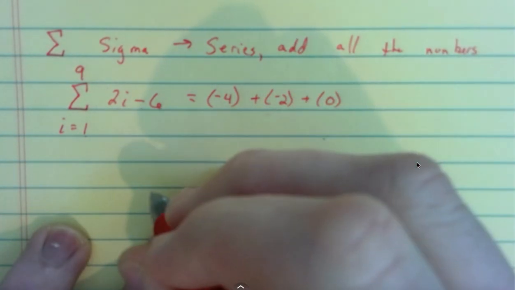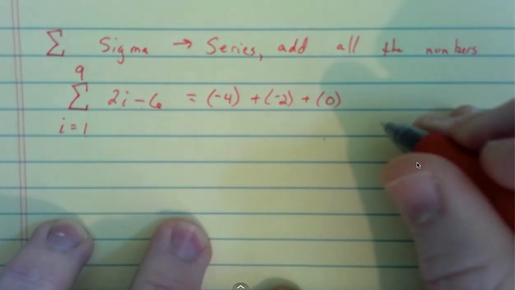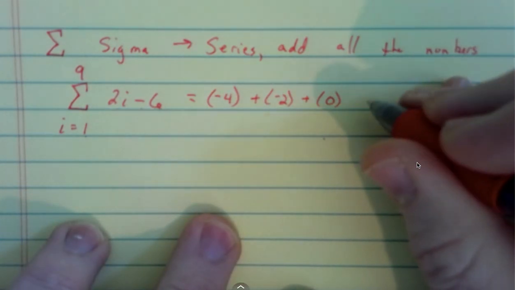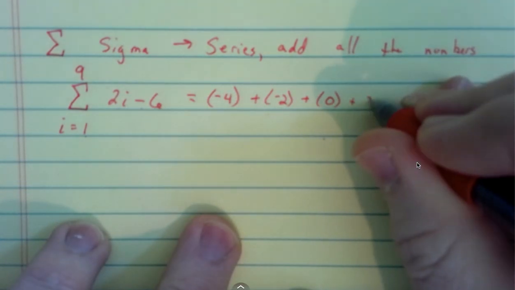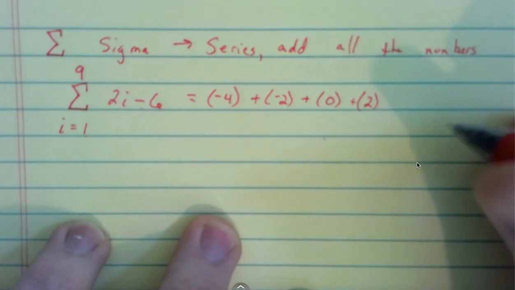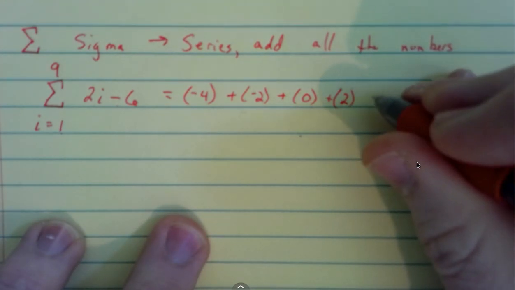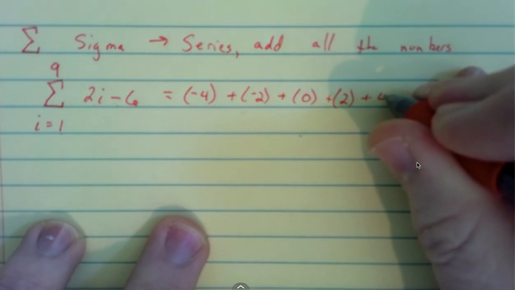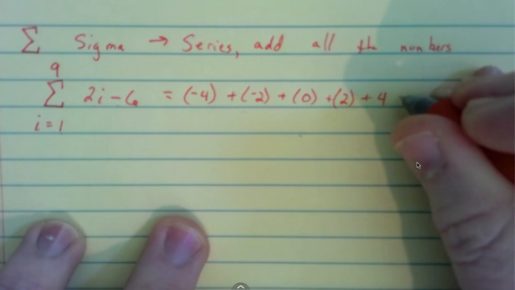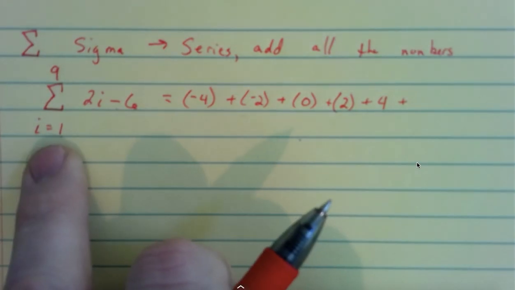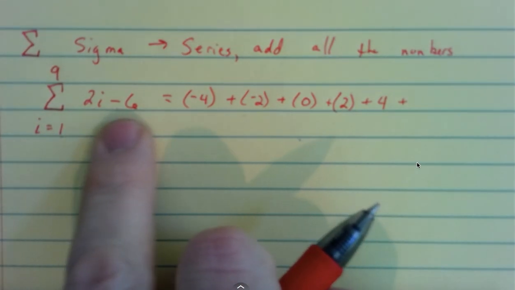Now I'm going to make it 4. 2 times 4 is 8. 8 minus 6 is 2, so plus 2. Now 5. 2 times 5 is 10, minus 6 is 4. Plus 4. Now we'll go ahead and go with 6. 2 times 6 is 12. 12 minus 6 is 6.